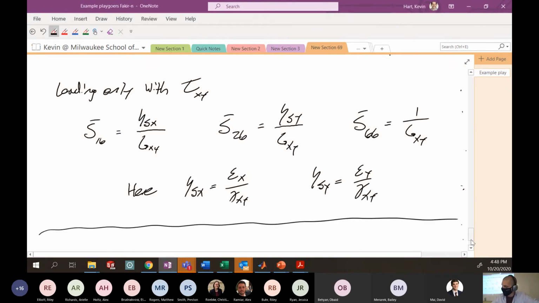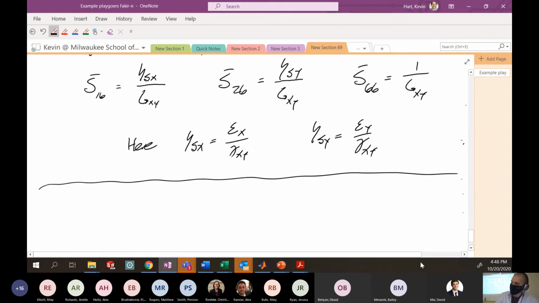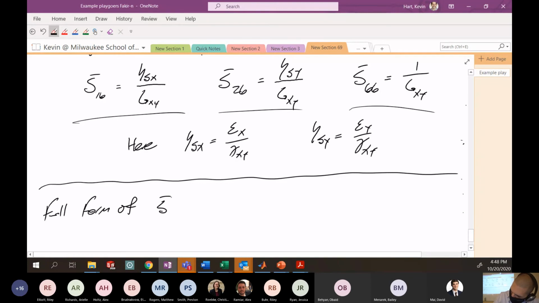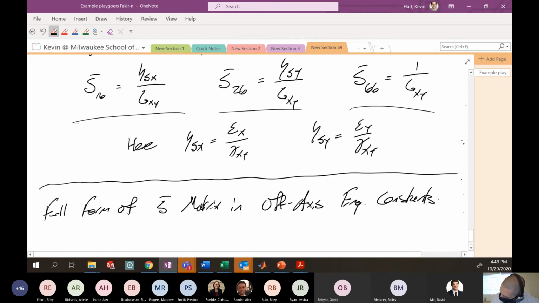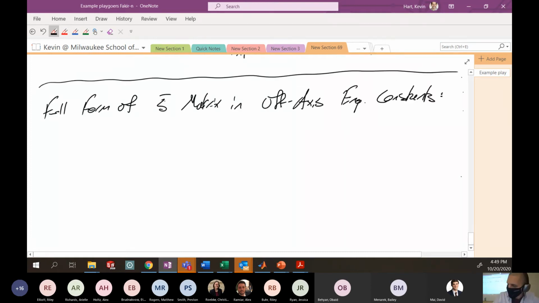Okay. Last little bit that we'll say, we'll get you out of here. So you want to know this, you want to know this, you want to know this. So the full form of the S bar matrix in off-axis engineering constants is the following.